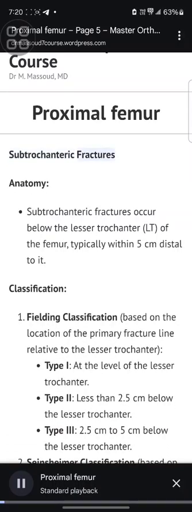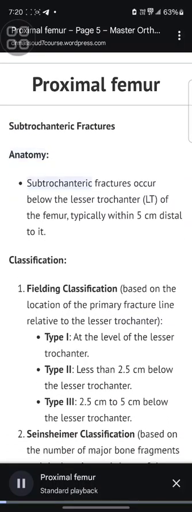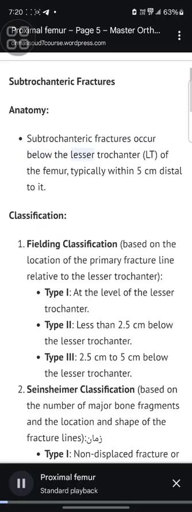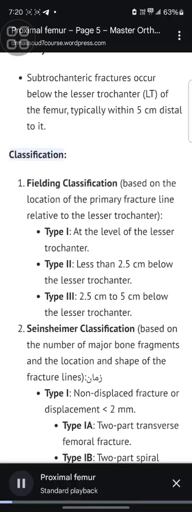Subtrochanteric fractures. Anatomy. Subtrochanteric fractures occur below the lesser trochanter, LT, of the femur, typically within 5 cm distal to it. Classification. 1. Fielding classification, based on the location of the primary fracture line relative to the lesser trochanter.